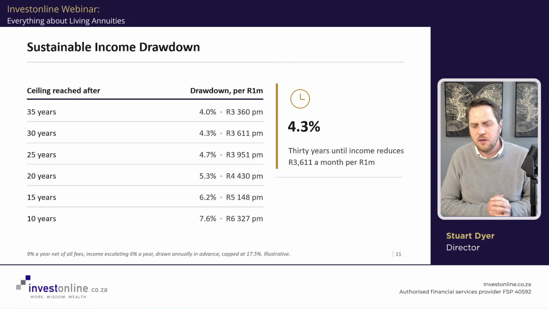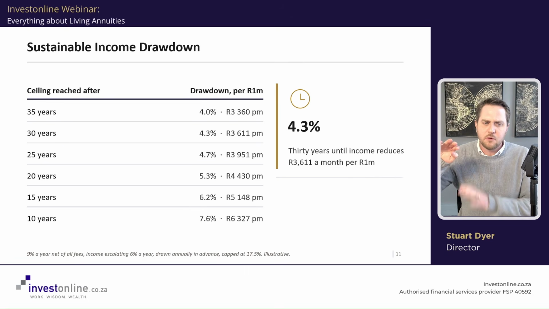You really need to see how long you can keep drawing a certain level of income before that income hits the 17.5% maximum threshold. Because at that stage, naturally, you can still have invested capital, but your income is going to start to reduce over time. The reason is you can't ordinarily earn a return of 17.5% year after year. So you're drawing more than you're earning, and at that point your capital starts to slowly deplete.